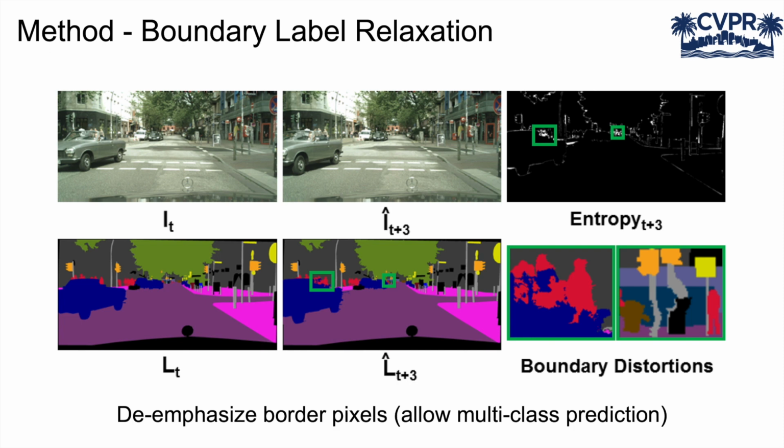However, synthesized data often has artifacts. We observe that our model has high uncertainty around class boundaries. We therefore propose a modification to the class label space that allows us to predict multiple classes at boundary pixels. Simply speaking, we de-emphasize the learning of border pixels from the augmented data. This technique helps our training process be robust to label noise.